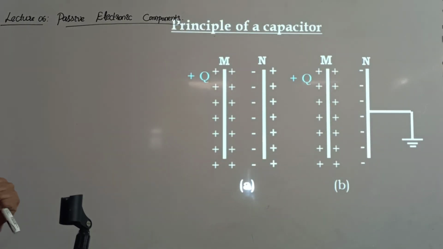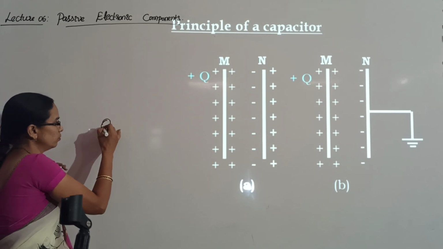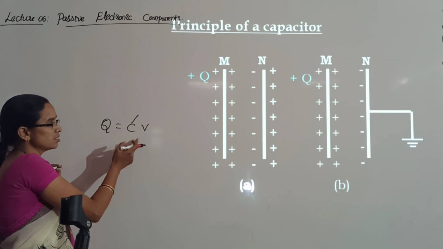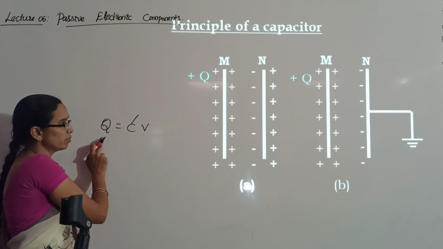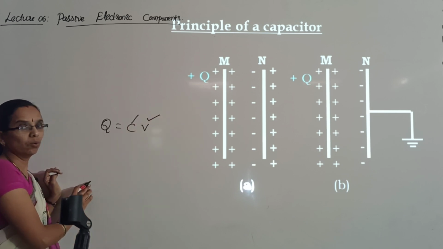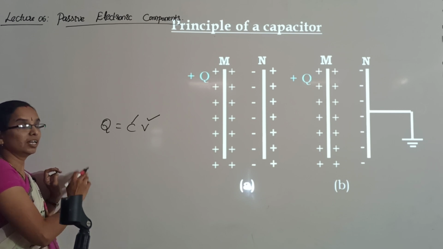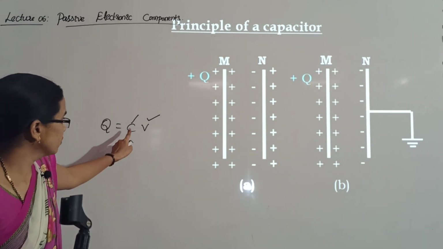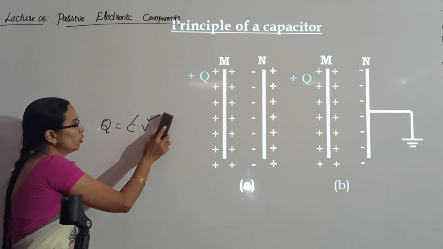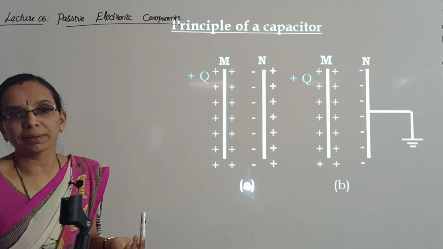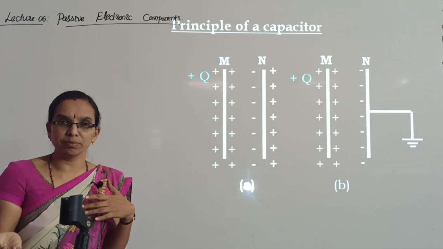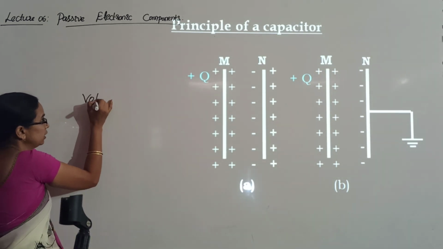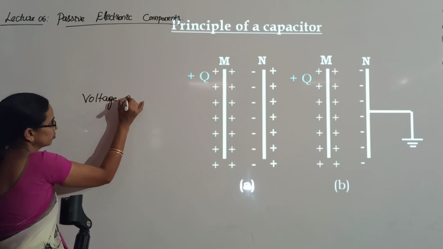So Q is equal to CV. If you increase the capacitance of the capacitor, you can store more charges. If you increase the voltage across the capacitor, then also you can store more charges. The capacitance of the capacitor we will look into later. Whenever more voltage is applied across the capacitor, more charges can be stored. How much more? That is decided by the voltage rating of the capacitor.